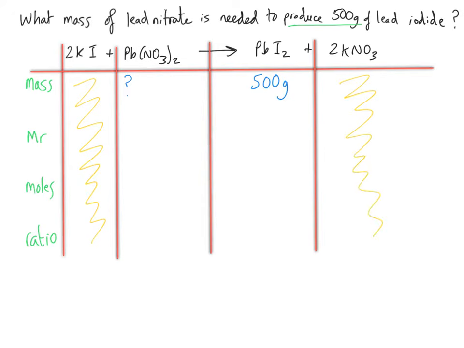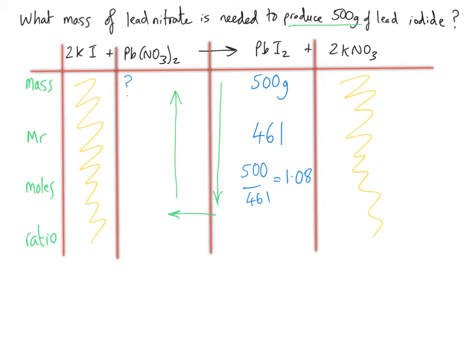And so what we're going to do, like last time, is go down one column, only this time we're going to go the other way. We're going to go back this way, and then we're going to go up to the top. And so to do that, we need to calculate our MR values, and lead iodide has an MR of 461. And then to calculate the moles, we do 500 grams divided by 461, and we get our moles value.